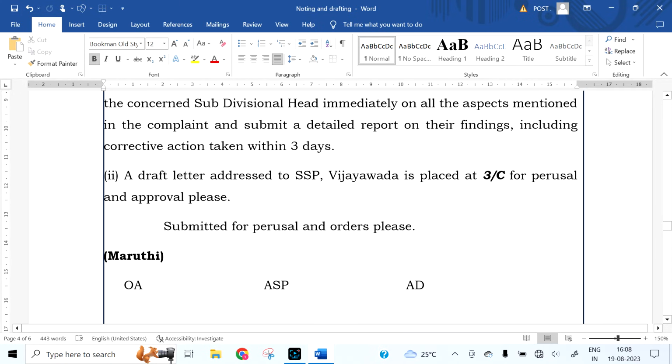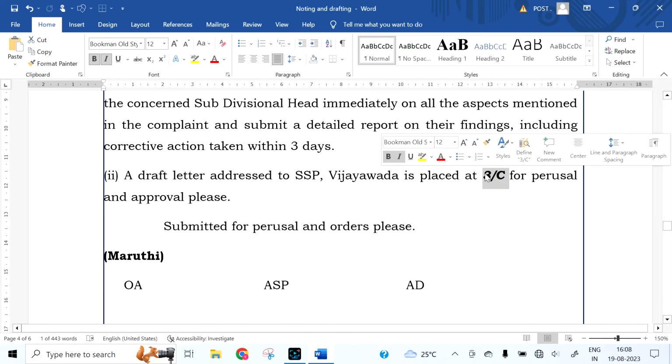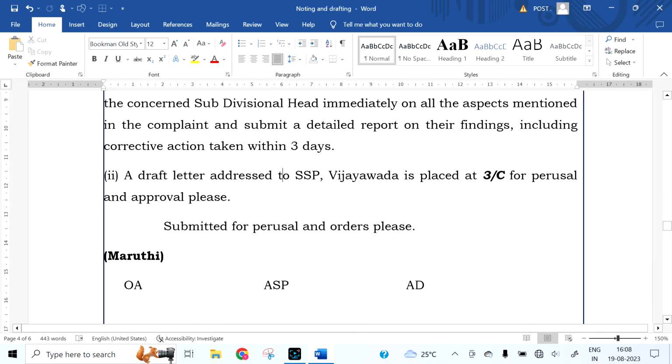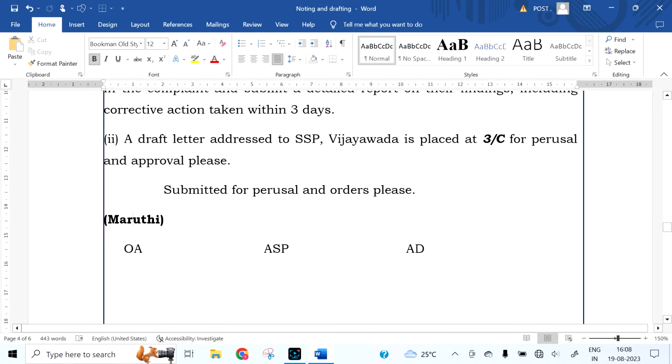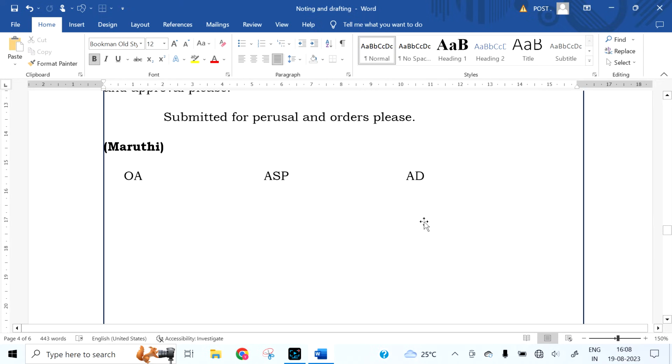The second point is a draft letter addressed to SSP Vijayawada, placed at 3C. Already 1C is the PUC, 2C is the ruling copy, 3C is the draft letter addressed to SSP Vijayawada if agreed to. This entire thing is the noting; the draft letter will be kept in 3C, submitted for perusal and orders please. So OA will sign in full, ASP will sign in full, AD will sign in full, and it will be submitted to the DPS and thereafter to the Postmaster General. So this is all about the noting and drafting.